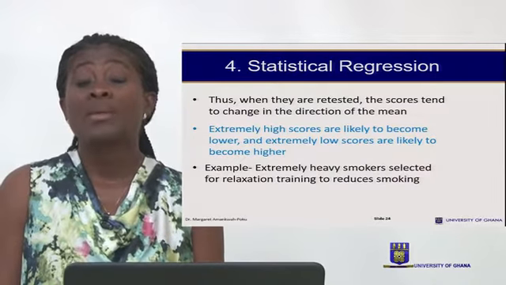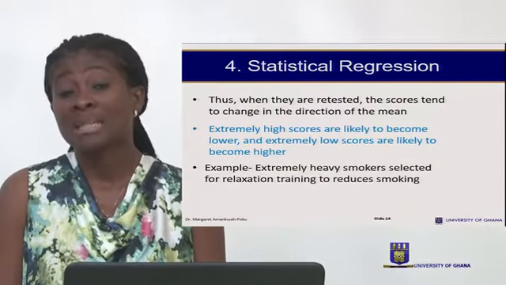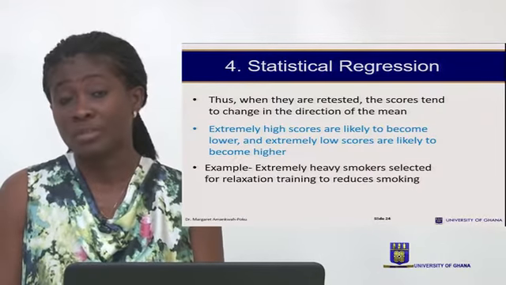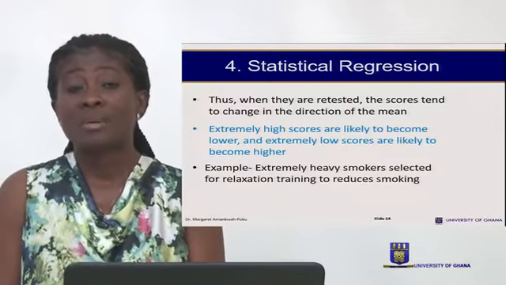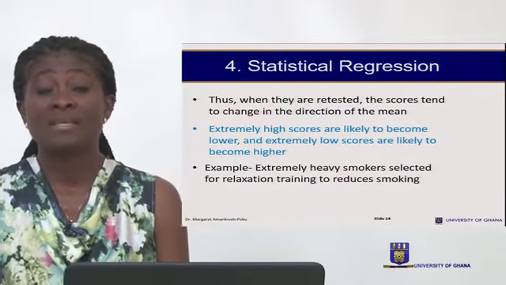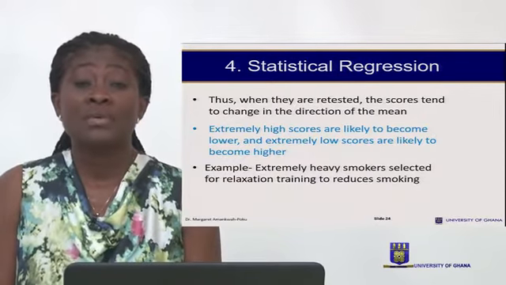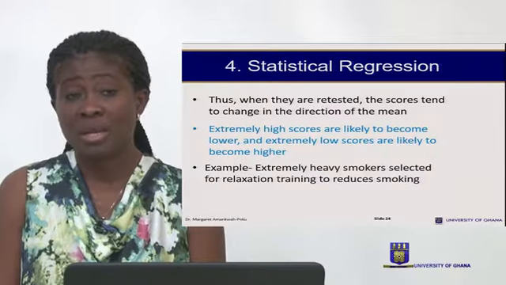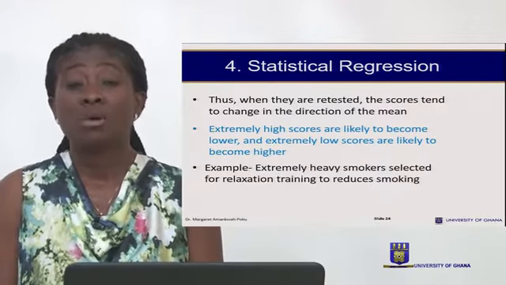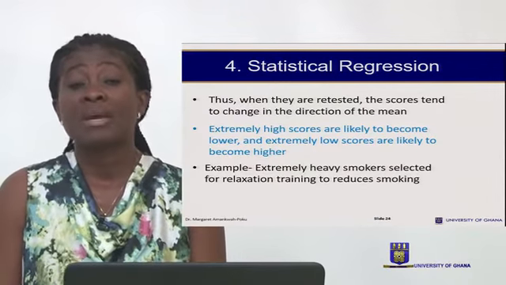Now, it's possible that when we selected these quote high smokers or heavy smokers, perhaps at that period they were having some challenges in their life, so they were smoking more than they normally would. But by the time we're taking the post-measurement level, they may have been able to deal with whatever situations or challenges they were facing, and for that reason, they had reduced the amount of cigarettes they smoke in a day. So it may not be because of the relaxation training, but because we selected them at a point where they were smoking much more than they normally would. So that is what it means by at post-measurement level, they regress towards the mean.